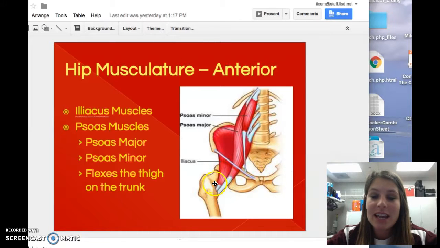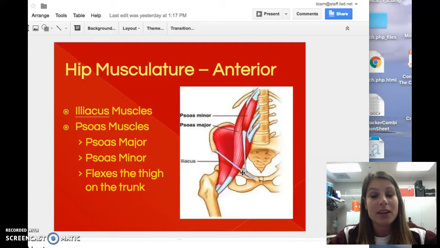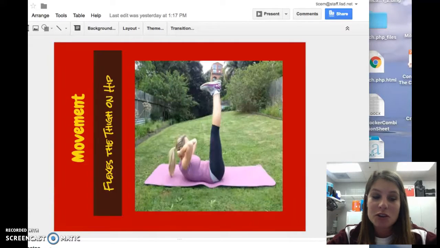So right here you can see this is our iliacus muscle, where it's connecting the ilium, ilium, iliacus, kind of looks the same, to our femur. And then you have the psoas minor and the psoas major. Major is going to be the larger of the two, and they're connecting different parts of our pelvis to the femur, or connecting the spine to our pubis area, but they're all going to do the same thing. They're all going to flex the thigh on the trunk, and I've shown a picture of that.